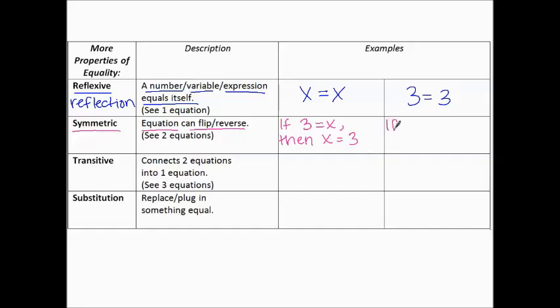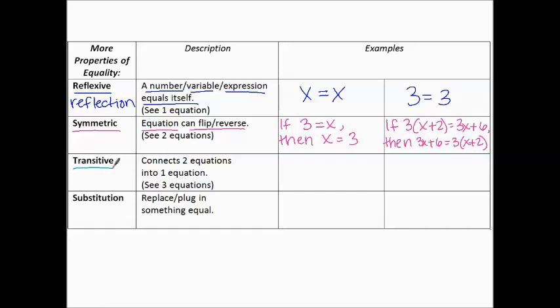Another example would be if 3 times the quantity of x plus 2 is equal to 3x plus 6, then 3x plus 6 is equal to the quantity of 3 times the quantity of x plus 2. Notice how, again, my expressions on either side of my equal sign flipped. That is your symmetric property.